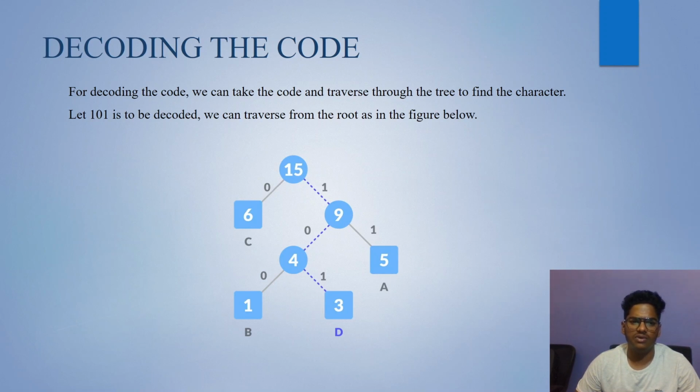For decoding the code, we can take the code and traverse the tree to find the character. Let us take an example such as 101, which is to be decoded. We can traverse from the root as shown in the figure below. So we start from 15 and 1, we go to 9, and then to 4, and then to 3. So we traverse and reach the ending D.